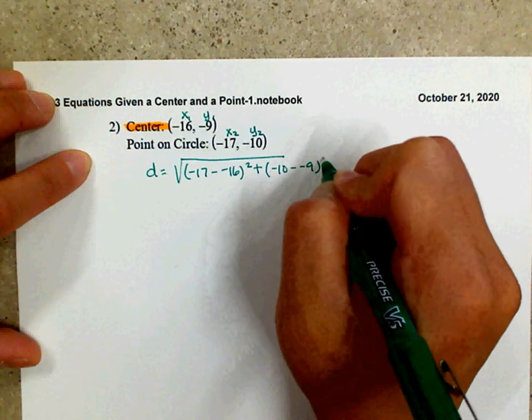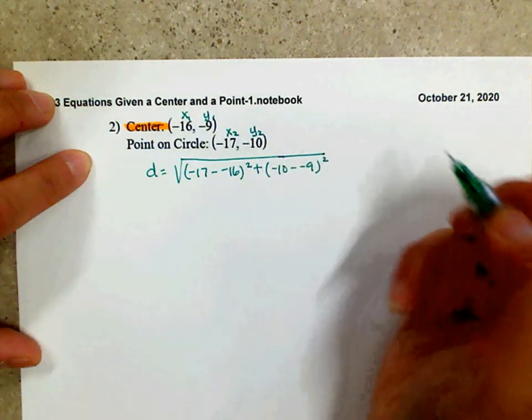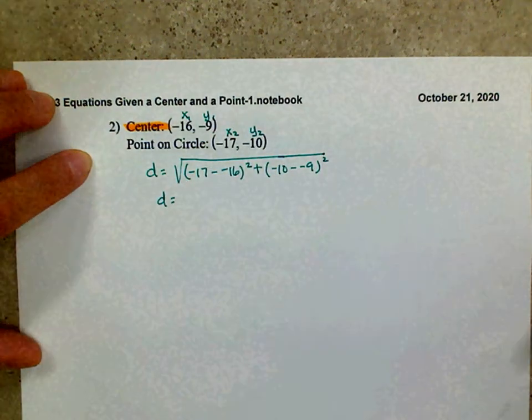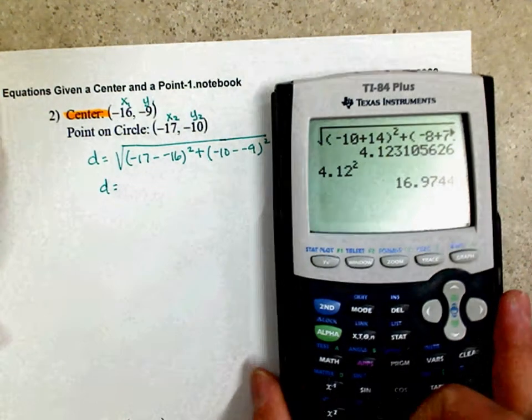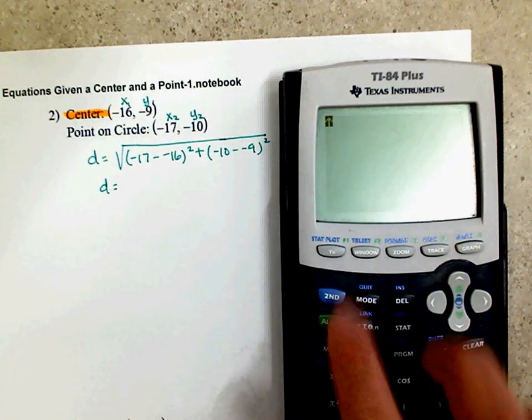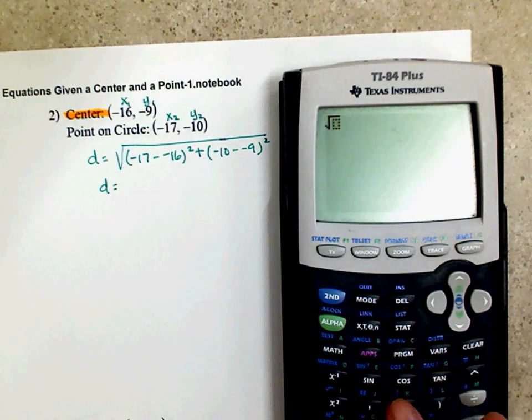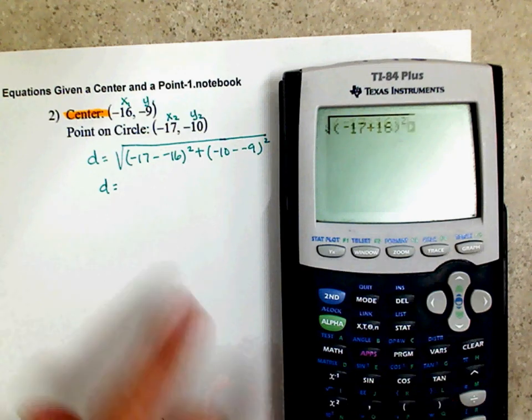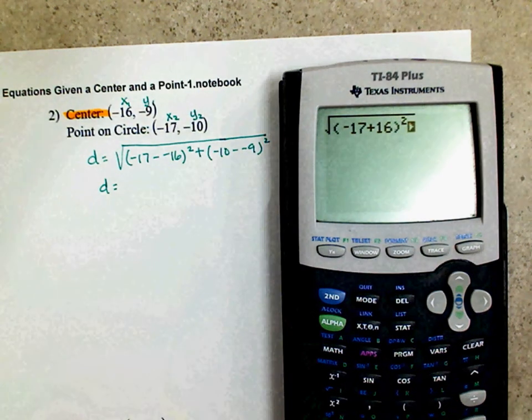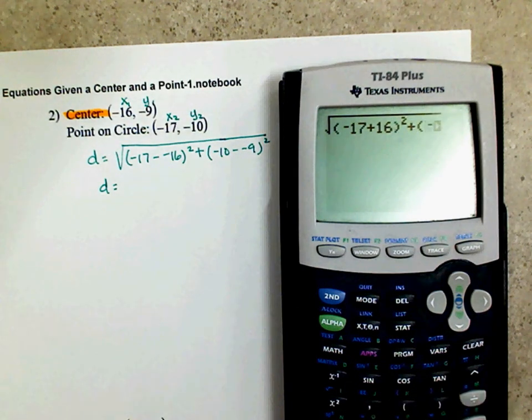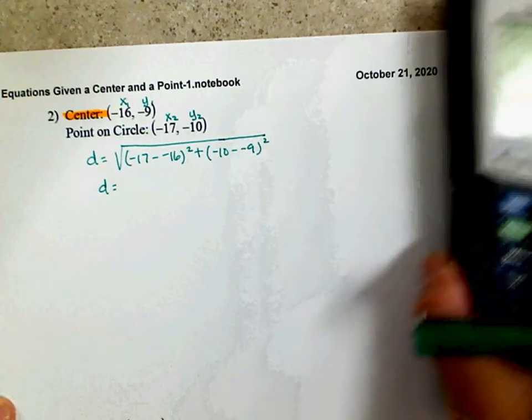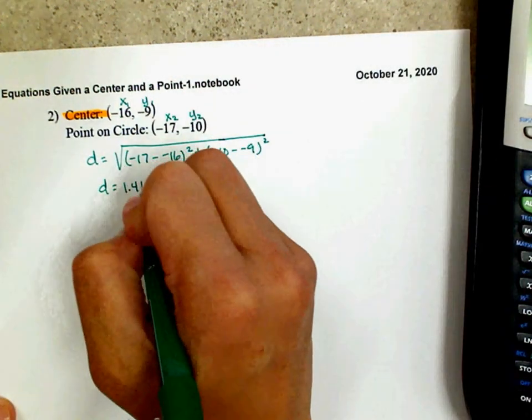Make my line longer. And d comes out to be, okay, we're just going to type it in. I'm going to clear that. Here we go. Parentheses, negative 17 plus 16 squared, because the negative becomes a positive, plus parentheses, negative 10 plus 9 squared, comes out to be 1.41, which happens to be your radius.